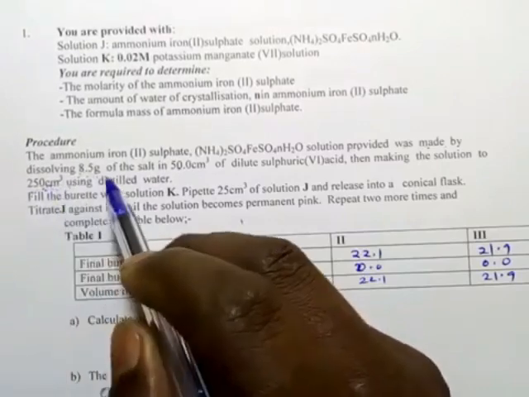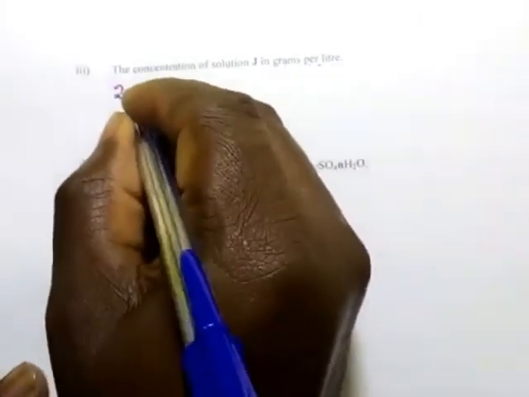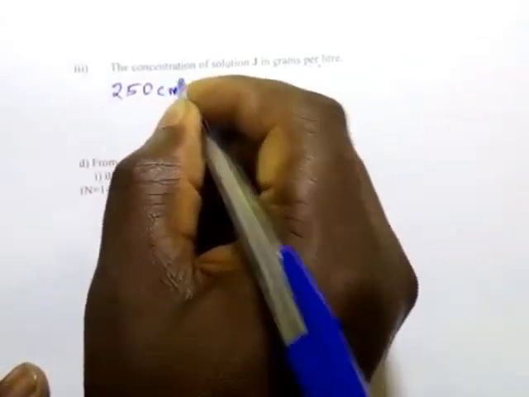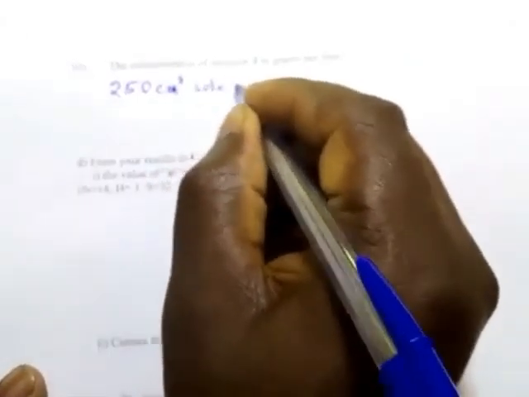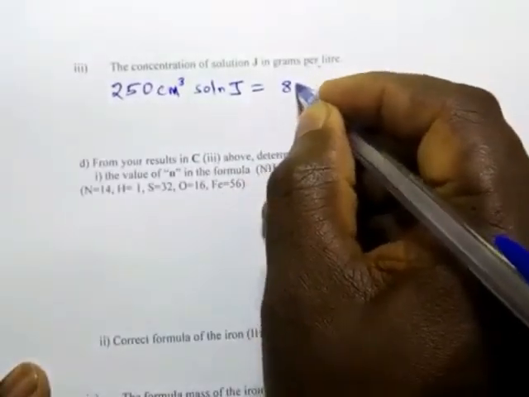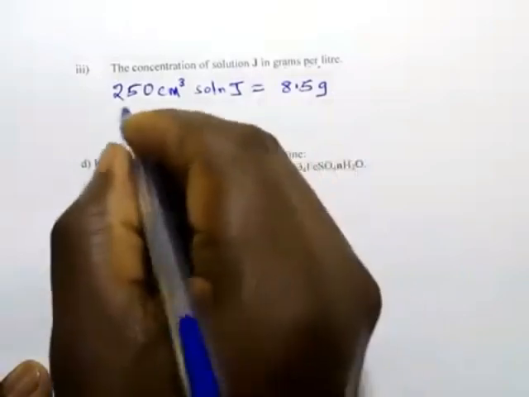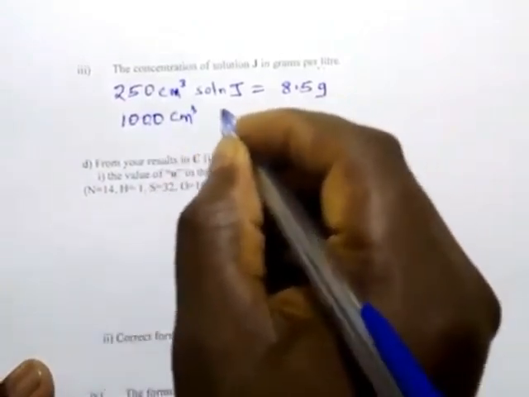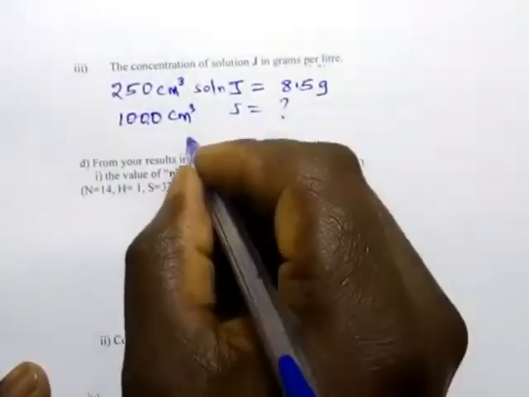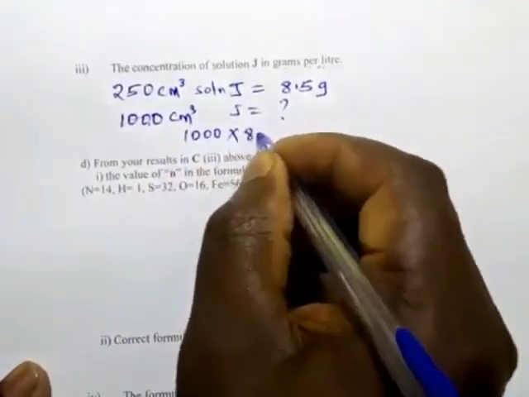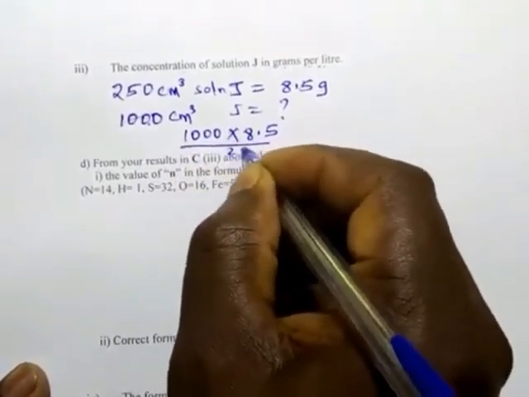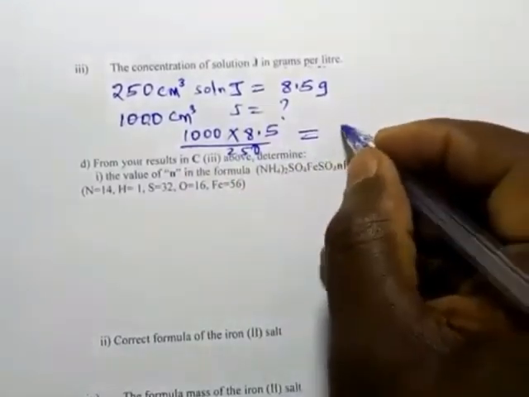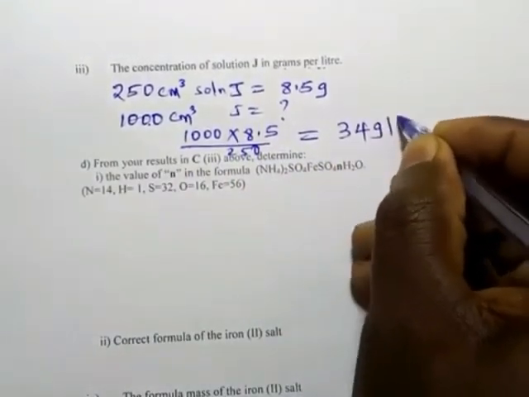We want mass in grams per liter. So concentration in grams per liter. So you ask, 250 centimeters cube solution J was prepared by 8.5 grams of the salt, and then 1,000 because a liter is 1,000 centimeters cube. J will contain how many grams? 1,000 times 8.5 divided by 250. This one will give you 34 grams per liter.